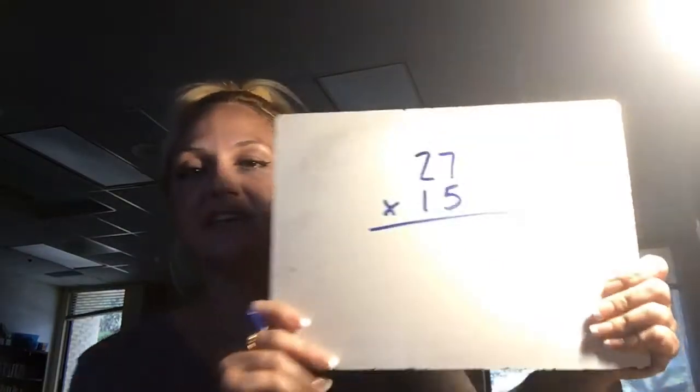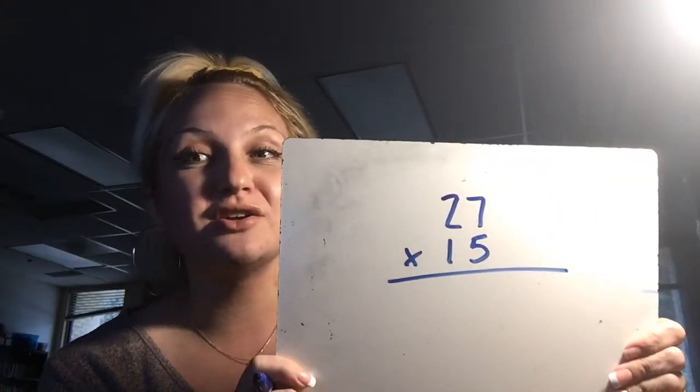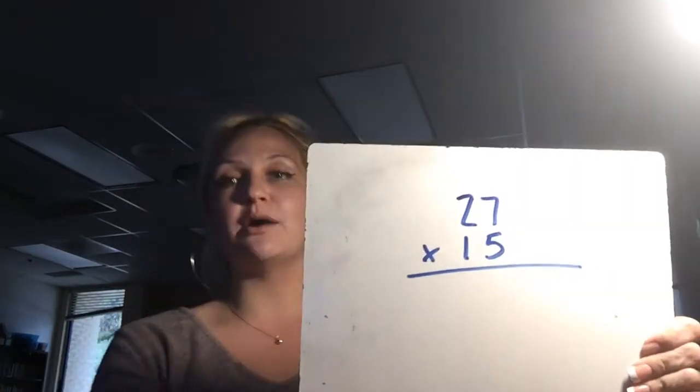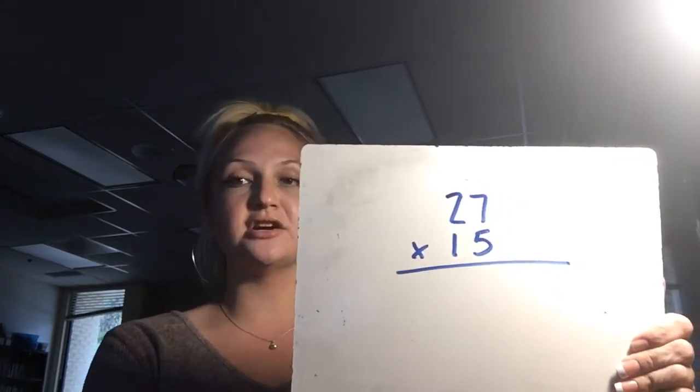We finally made it to standard algorithm, 2-digit by 2-digit multiplying. All right, let's get started, not wasting any time. Let's start out with 27 times 15, okay? 27 times 15. You want to make sure you are really quick on your math facts because that will make this skill so much easier.